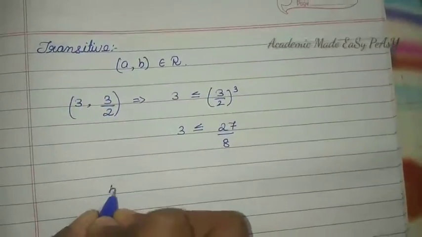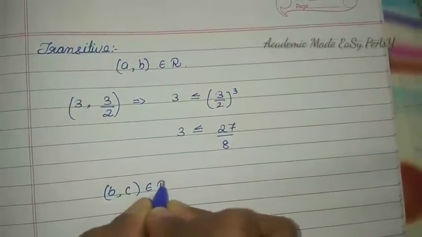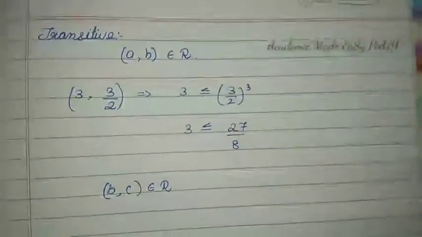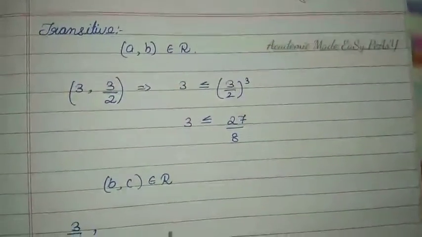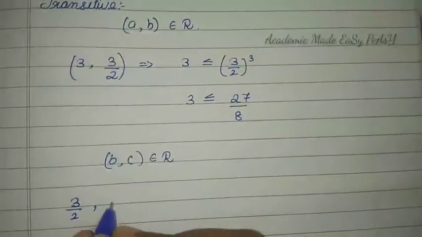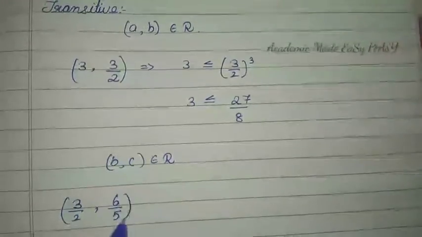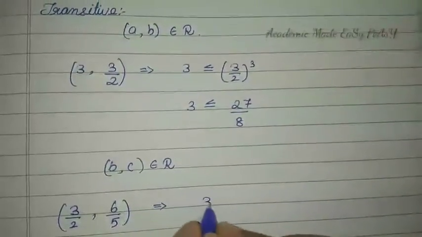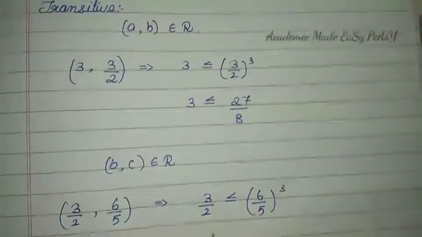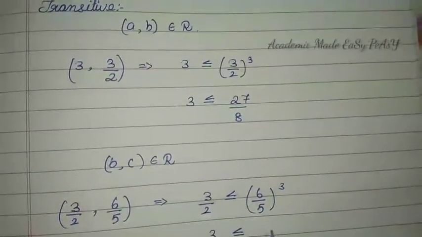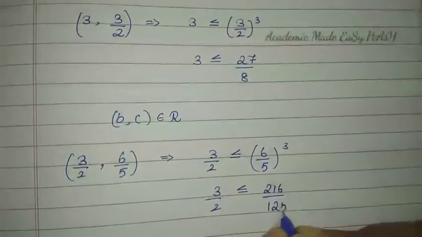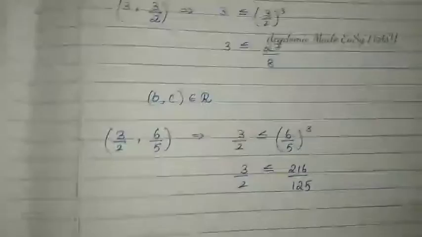Next we have to show b comma c also should belong to R. Okay, so now I'm taking a number that satisfies this condition. So 3 by 2, if I cube any number, this 3 by 2 should be lesser than that. So I'm taking 6 by 5. So if I apply it in the condition, 3 by 2 less than or equal to 6 by 5 the whole cube. So 3 by 2 less than or equal to 216 by 125. So this condition also gets satisfied.